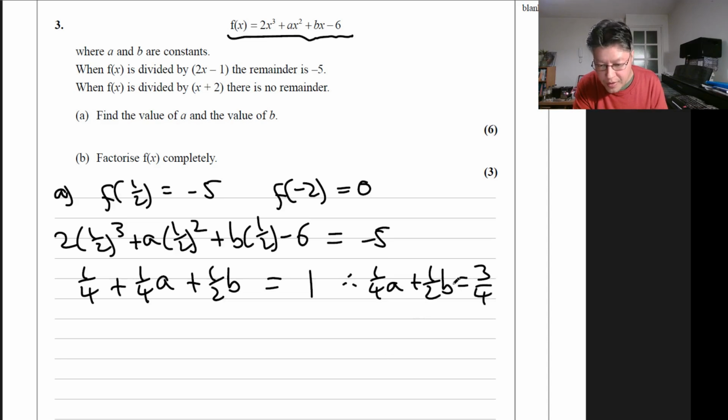And we'll also do another simplification. We can actually remove the fractions. We'll times everything by 4. So therefore, we get a plus 2b equals 3. So that's the first equation from this.